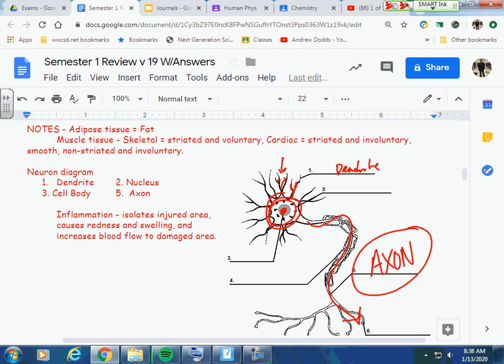All right. We also talked briefly about inflammation, too. So inflammation happens due to tissue injury. So we've got to isolate the area. We're going to be bringing more blood flow. Because of the blood flow, increased fluid to the area, there's going to be swelling. There's also going to be redness. All right. So that's your chapter 4.